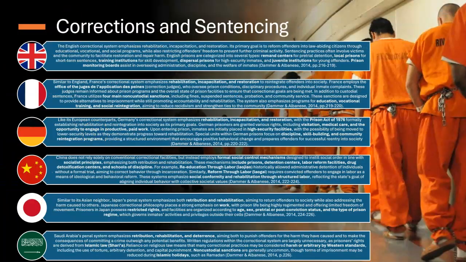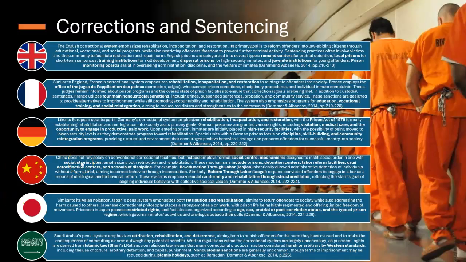Regarding the corrections and sentencing process, the United States shares similar emphases with other European countries, focusing on rehabilitation, incapacitation, and restoration. In the United Kingdom, the primary goal is to reform offenders into law-abiding citizens, while in France, the emphasis is to reintegrate offenders into society. Similarly, in Germany, special units within German prisons focus on discipline, skill building, and community reintegration programs in order to encourage positive behavioral change, just like in the United States.